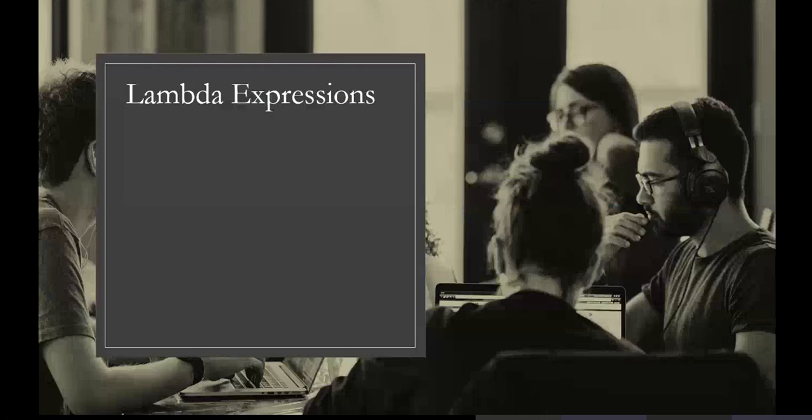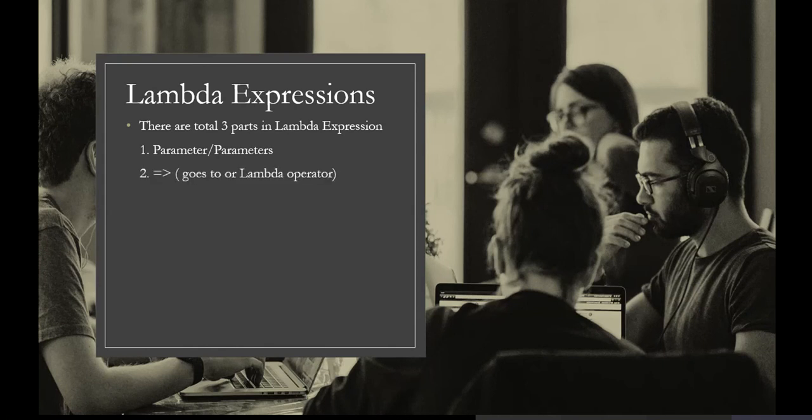So this is the basic of lambda expressions. There are a total of three parts. What are those? Either a parameter or parameters, or in case of no parameters, you will write empty parentheses as I told you. Then second, the goes to operator, which is also called the lambda operator. And third, you will write the logic, the statements which contain the logic. So there are a total of three parts of a lambda expression.